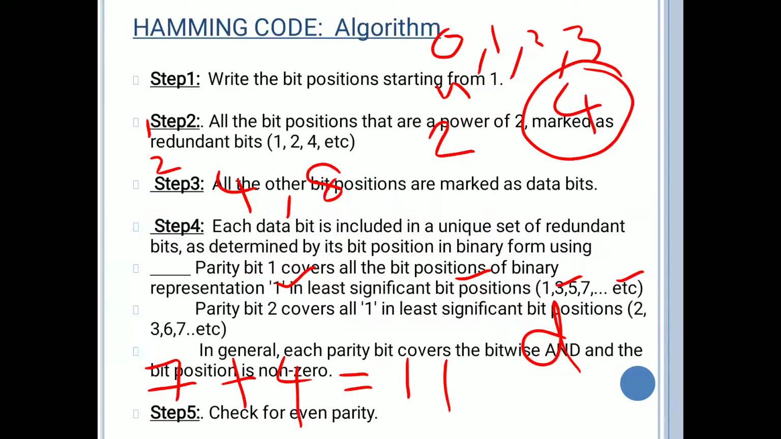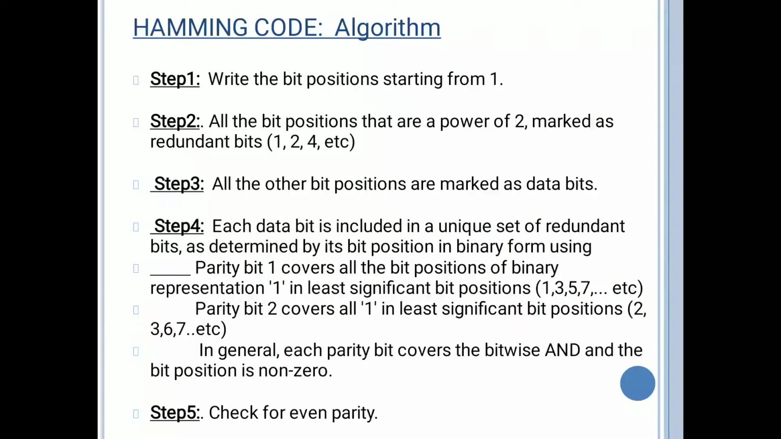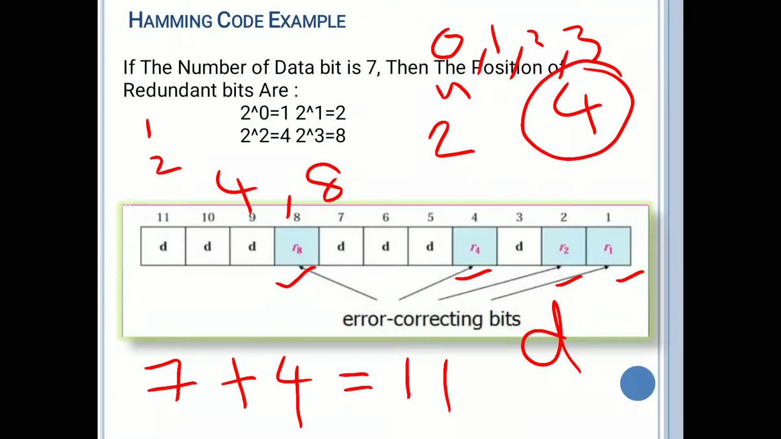Understand? Next. So this is the algorithm for Hamming code. We need to follow some step-by-step procedure. So what does the algorithm mean? In the first step, write the bit positions starting from 1. In the previous case we did the same thing. So first we need to write down the positions starting from 1: 1, 2, 3, 4, like that.